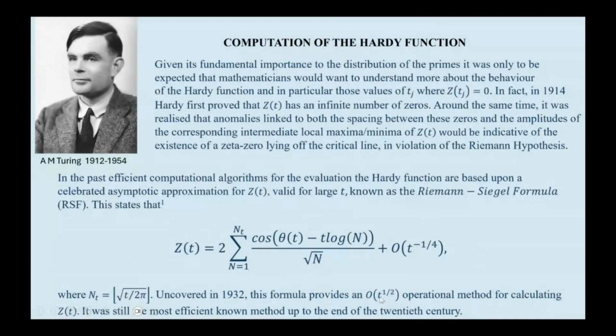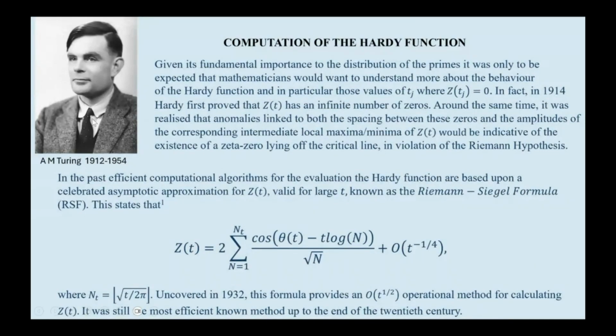So you need to do on the order of square root of t basic operations, cosine, square root, that kind of thing, to find your value of Z(t). And as I say, that was previously the most efficient known method up to the end of the 20th century.